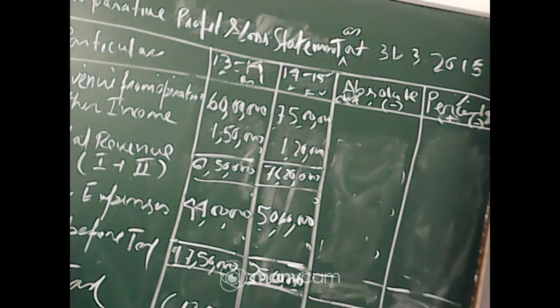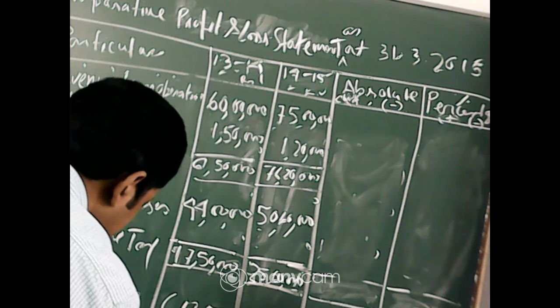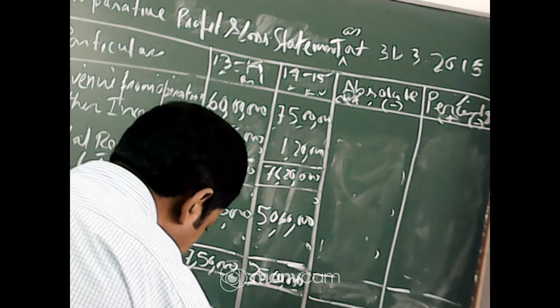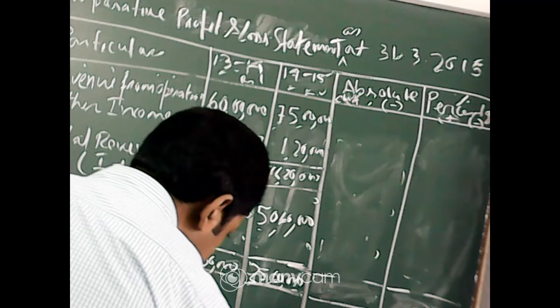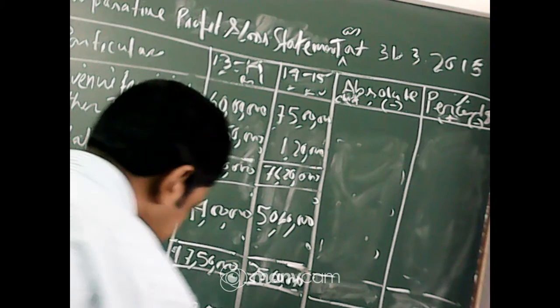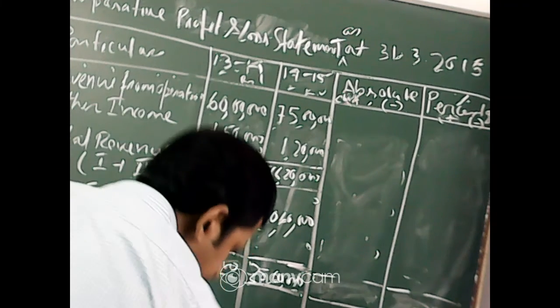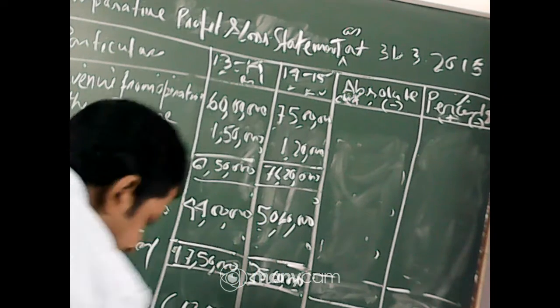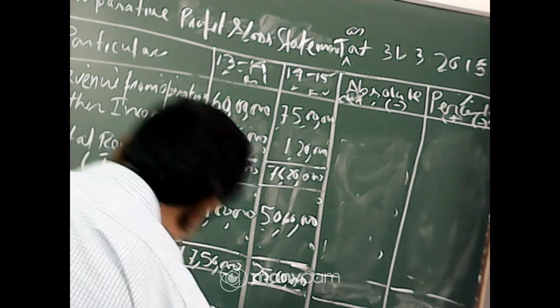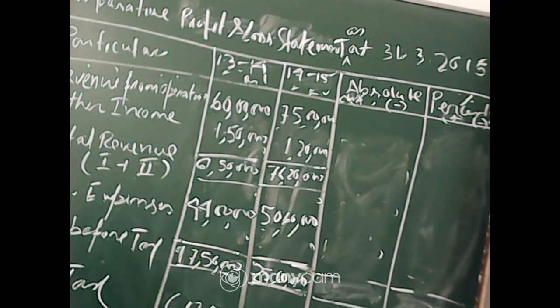Then what will we find? Profit after tax. Okay, profit after tax we will find 11 lakh 37,500 and 15 lakh 36,000. Okay. Now this is the end. So this profit is actually transferred to the balance sheet.